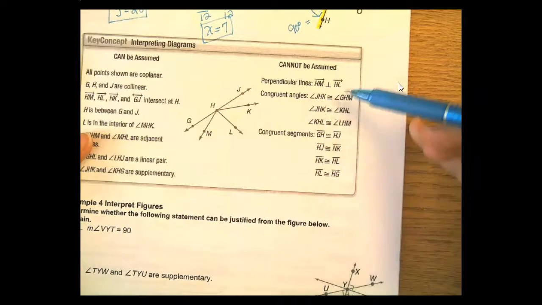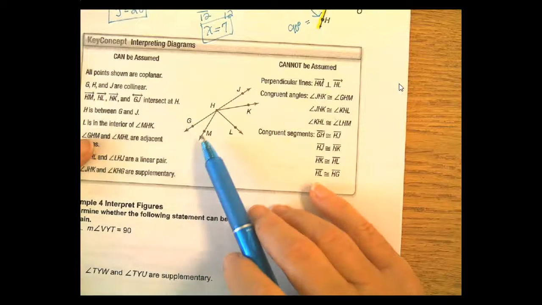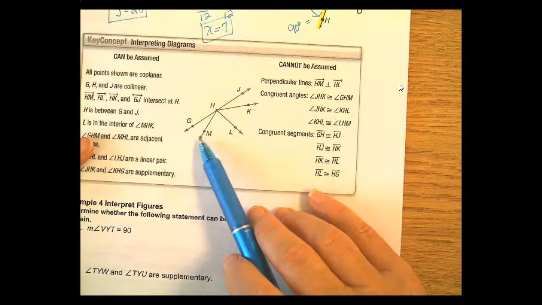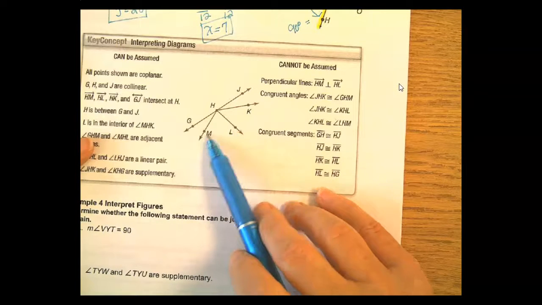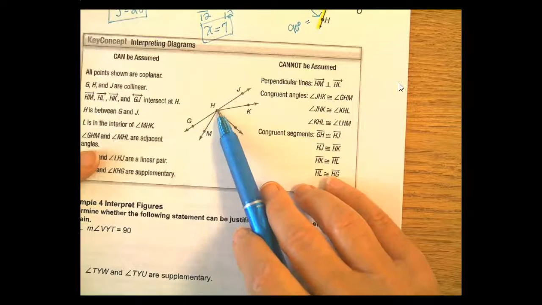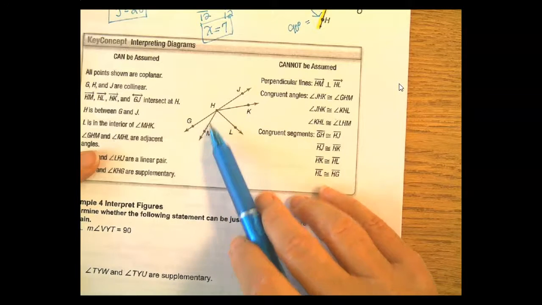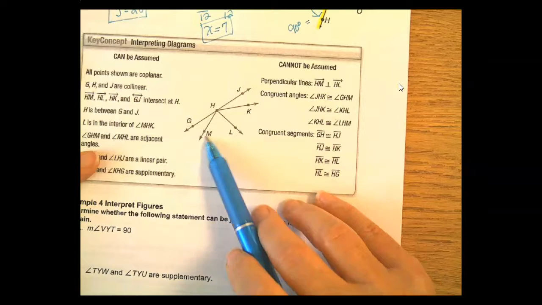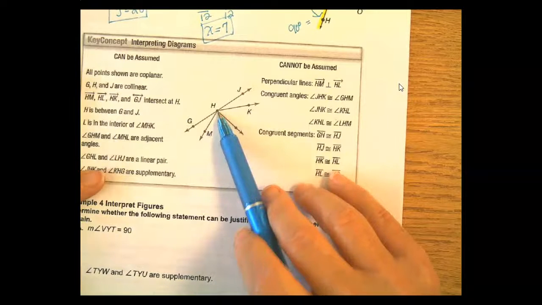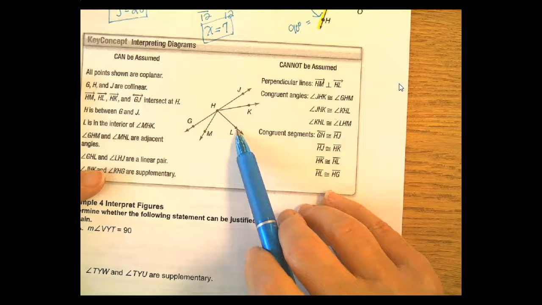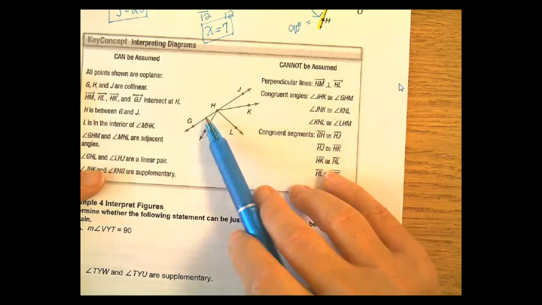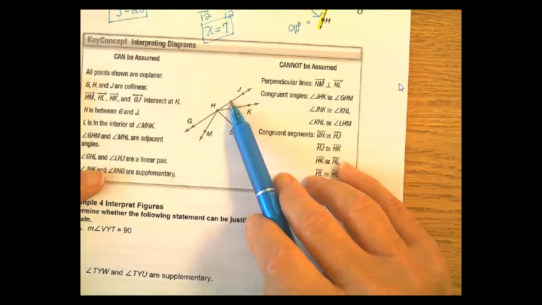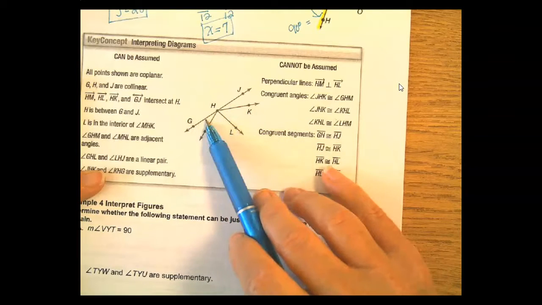And they're showing, well, we'll get to that. L is in the interior of MHK, so here's L. GHM and MHL are adjacent because they share that common side. GHL and LHJ are a linear pair because together they make this straight line of 180 degrees.